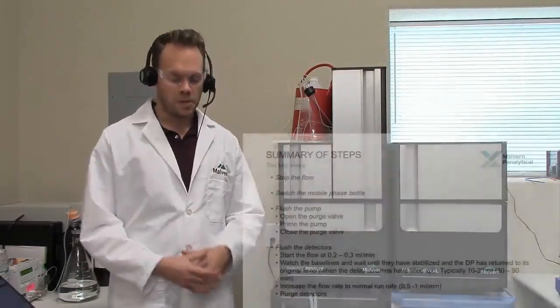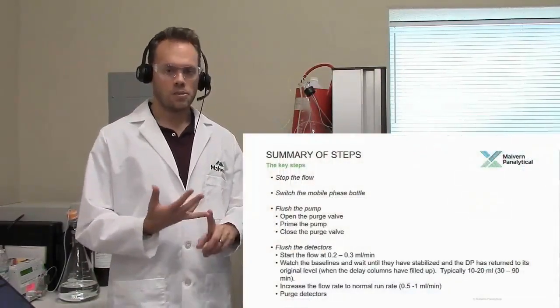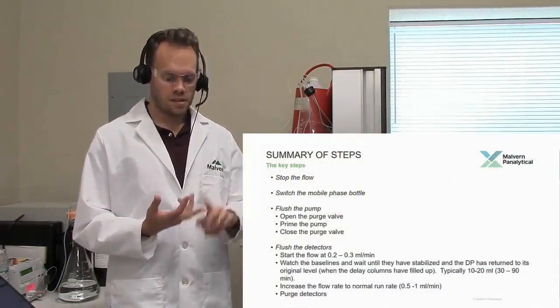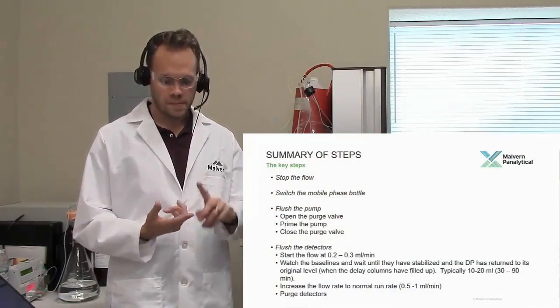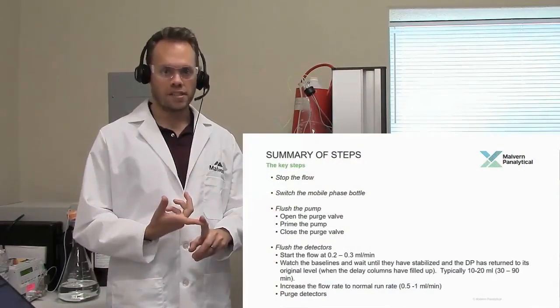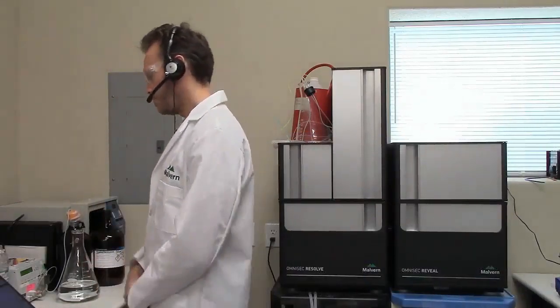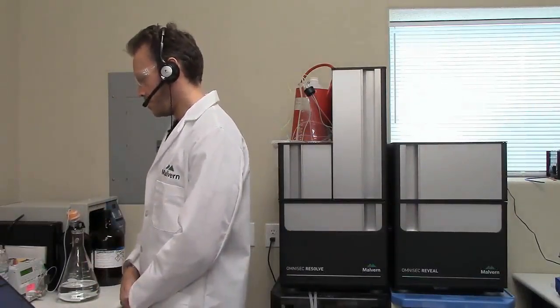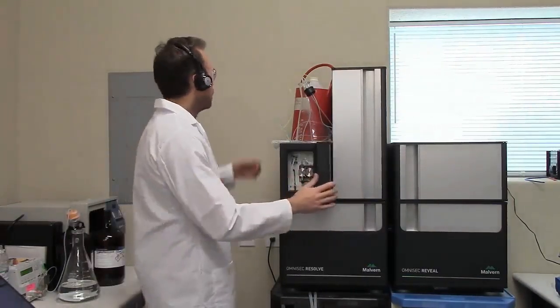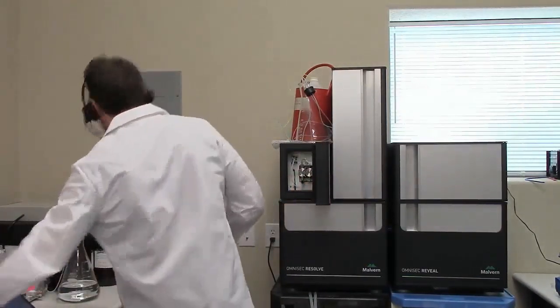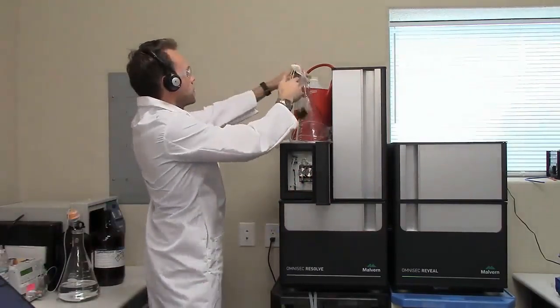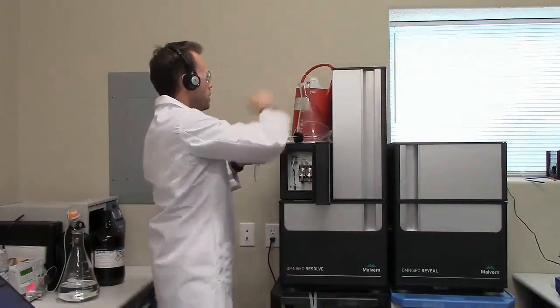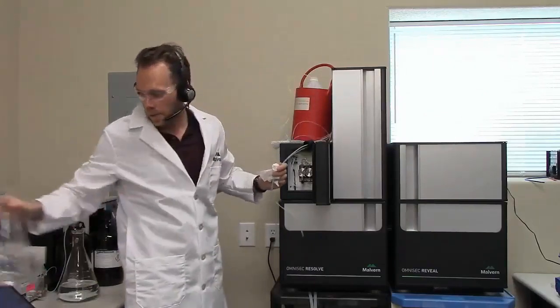And while I wait for that to happen, the process is going to be stop the flow, switch the mobile phase, prime the pump, and then flush the detectors out. And then we will do that with each switch of the mobile phase. So the pump is stopped, and let's take the lines out and switch out our PBS.